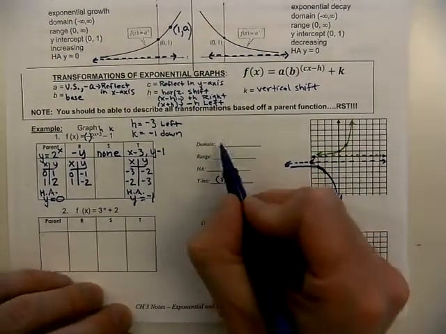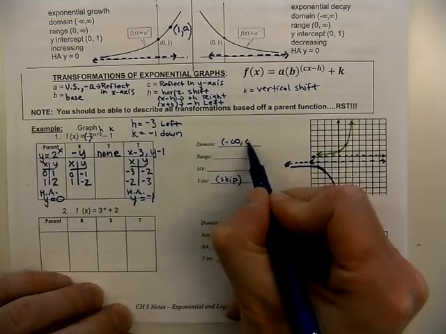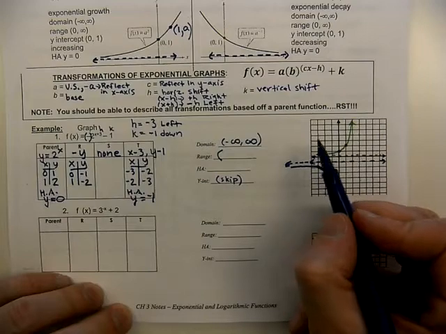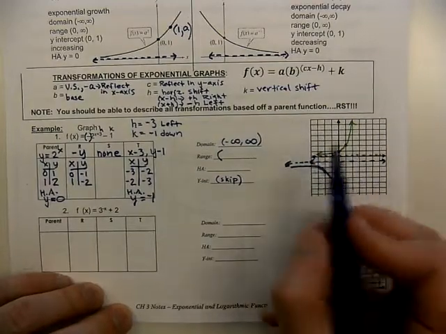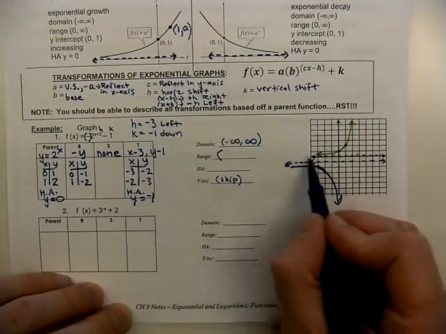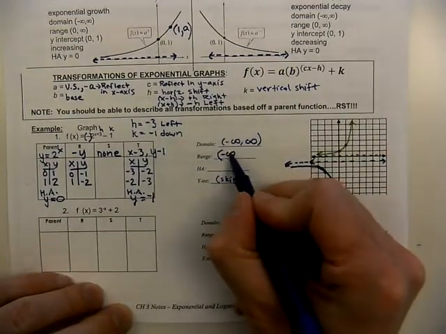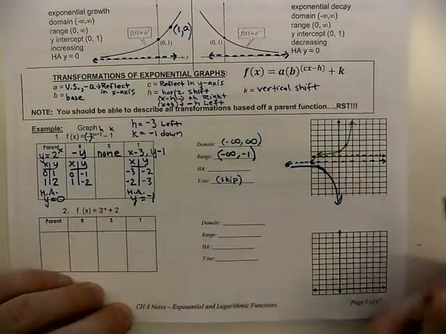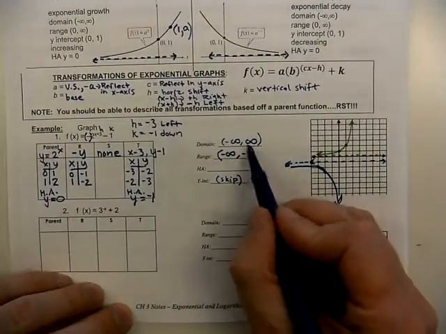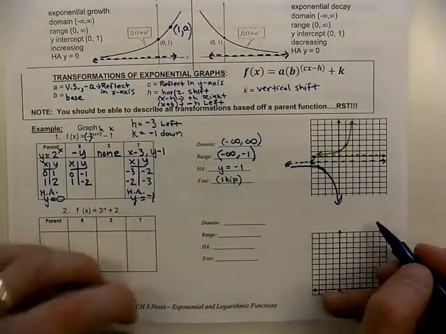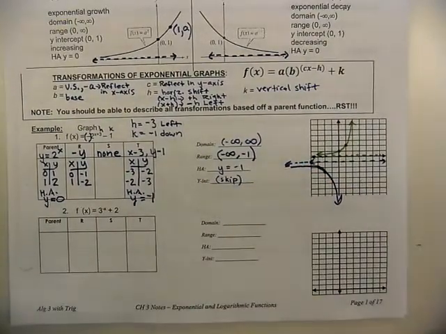But to fill in these other characteristics, our domain is all real numbers. Our range describes the y-coordinates. We don't have any positive y-coordinates. We don't even have a y-coordinate 0. We don't even have a y-coordinate -1. They're all underneath -1. So that means we could go from -infinity to -1, but not including -1. So rounded bracket here, not the square bracket. And then, of course, we have the horizontal asymptote at y equals -1. So that's the basics of what we're looking at here, doing these graphs with transformations.